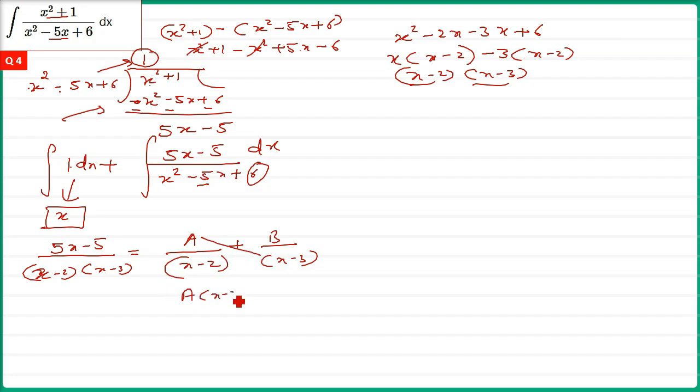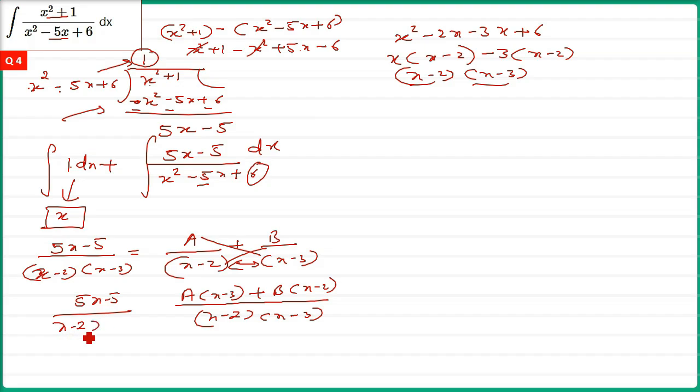Now take the LCM: a into x minus 3, b into x minus 2, and in the denominator you will have x minus 2 into x minus 3. On the left, it is 5x minus 5 over x minus 2 and x minus 3. You can just cancel this denominator here. Now you can just equate this. Similar terms, so this will be ax minus 3a plus bx minus 2b. And on the left, you have 5x minus 5.